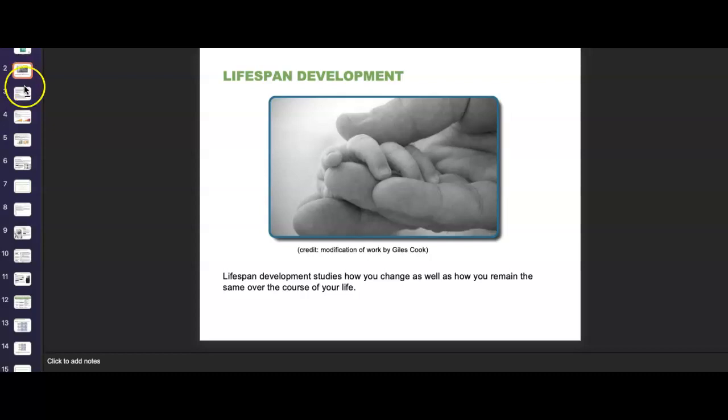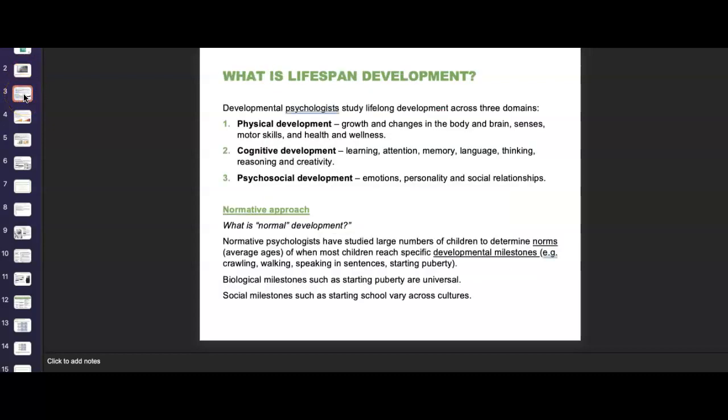We're going to be talking about lifespan development from many different perspectives, including your physical development. So this is your growth and changes in the body and the brain, senses, your motor skills, health and wellness. But we're also going to be talking about cognitive development, how you learn as you age, your attention and memory, your language, thinking, reasoning, and creativity as you age. And then lastly, your psychosocial development. These are your emotions and your personality and your social relationships.